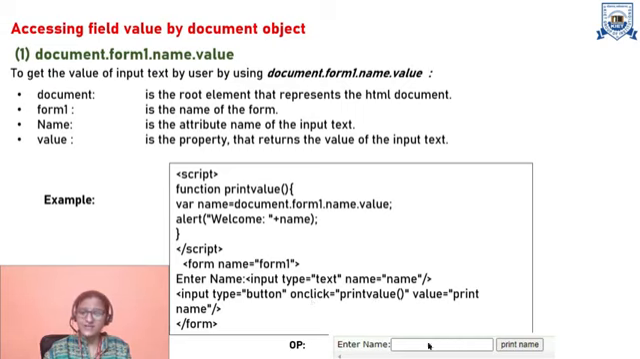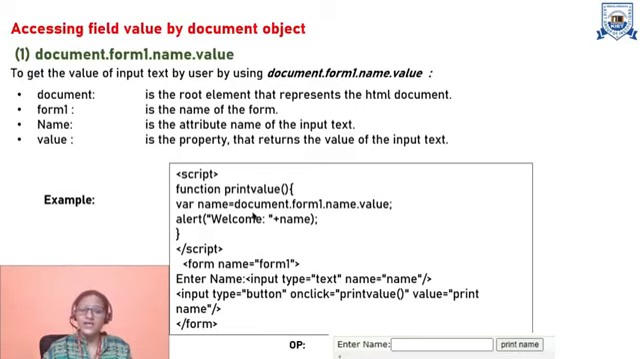And on that button, this value is written: print name. It will be displayed over the button like this, print name. It is just displayed. As soon as we perform the click, on click is the event handler, so as soon as we click this button, the print value method is called.